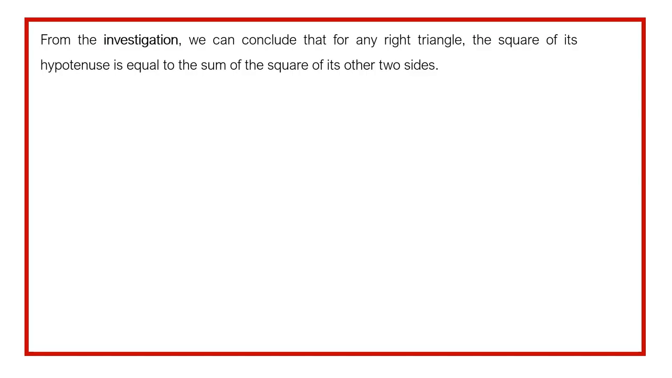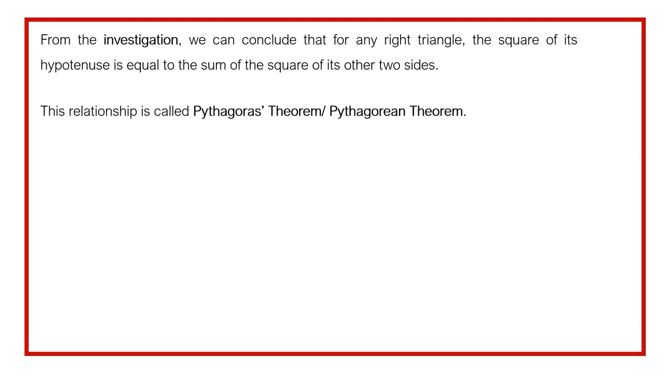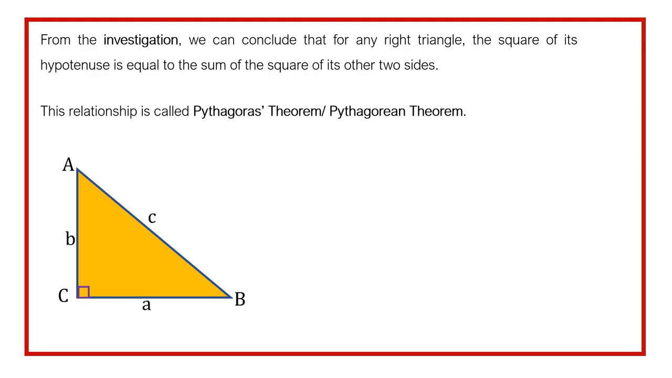Now, from the investigation, we can conclude that for any right triangle, the square of its hypotenuse is equal to the sum of the squares of its other sides. So this relationship is what we call the Pythagoras' theorem. You can also call it the Pythagorean theorem.